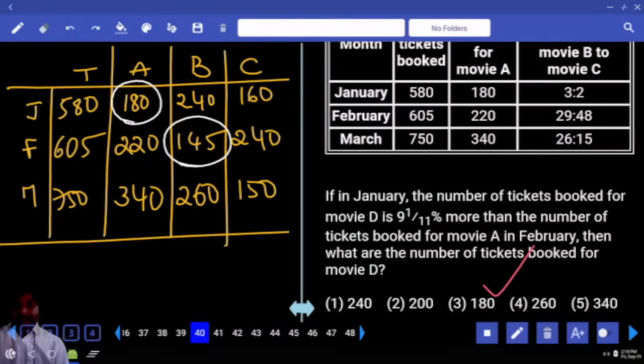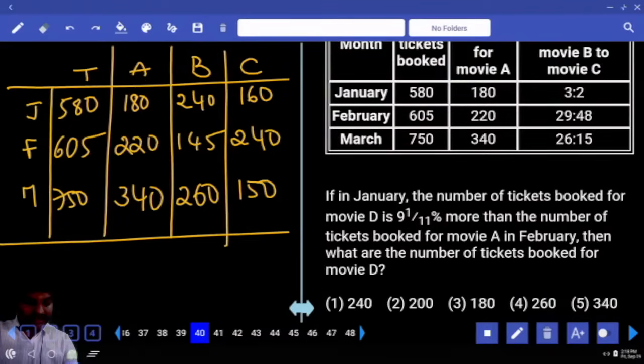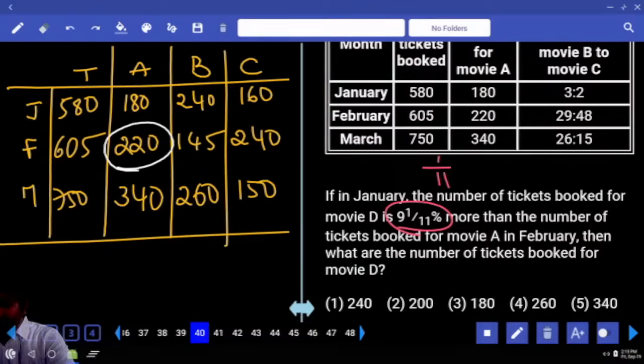If in January, number of tickets booked for movie D is 9 1 by 11 percentage, fractional form, 1/11 more than tickets booked for movie A in February. A in February, 220. 1/11, 20. 20 more, 240. Then what are the number of tickets booked for movie D? 240, first option. Clear?